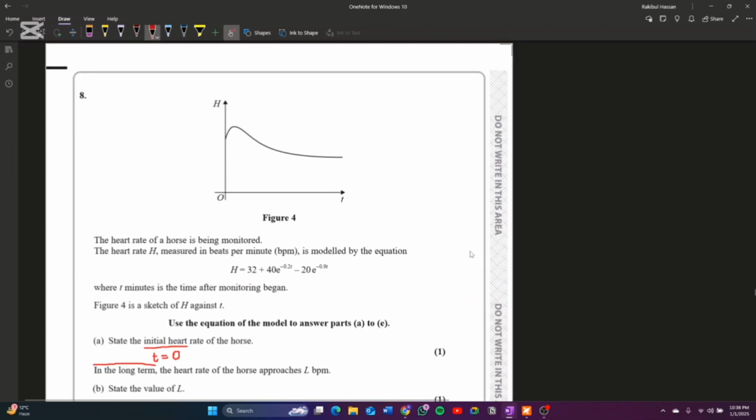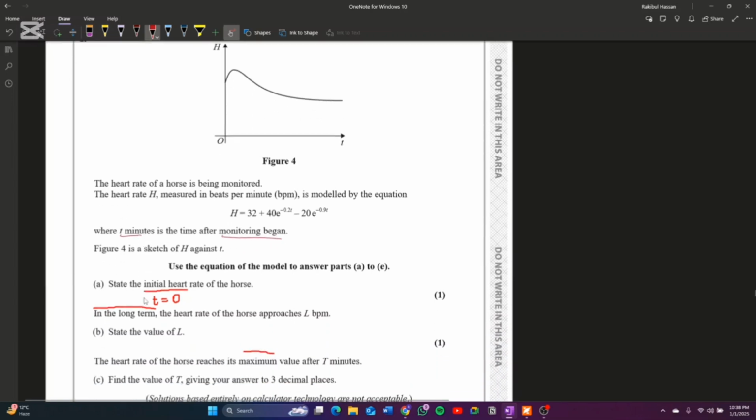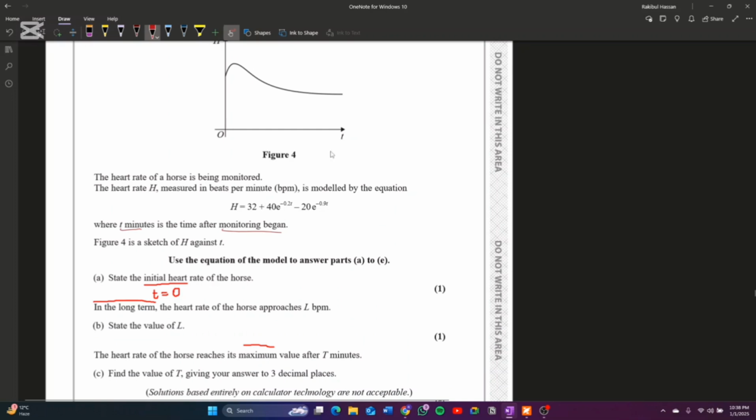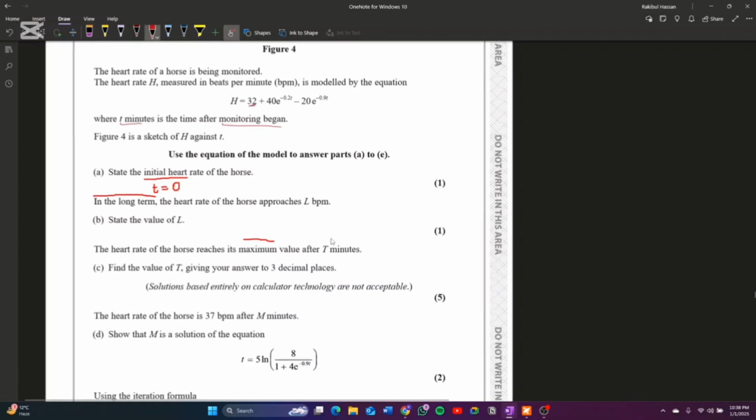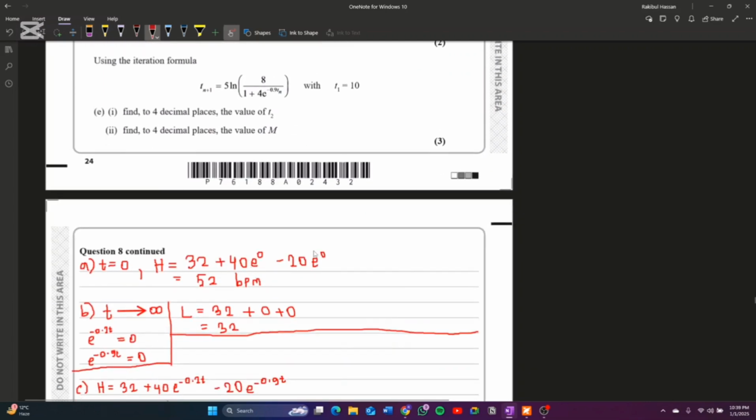Now we have number 8. A graph is given, and the heart rate of a horse is being monitored. The heart rate h, measured in beats per minute, is modeled by this equation, where t minutes is the time after monitoring began. Figure 4 shows the sketch of h against t. State the initial heart rate of the horse. Initial heart rate means t equals 0. If t is equal to 0, all these exponential values become 1. Therefore, 32 plus 40 minus 20 is 52.